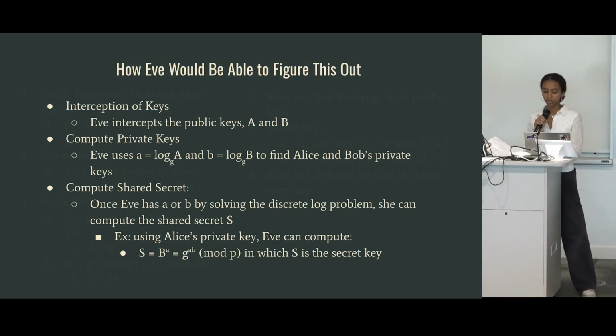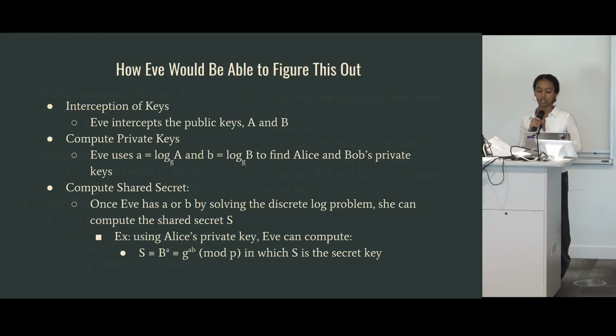The next step would be to compute Alice and Bob's private keys. She would use the log function in the context of the public keys she intercepted to calculate a equals log of A with base G to find Alice's private key, and b equals log of B with base G to find Bob's private key. Once she has obtained either Alice or Bob's private key, she can compute S, the shared secret. So S is equal to B raised to the power of a, which is also equal to G raised to the power of a times b mod P. Once she's figured out the equation, Eve now has the secret key, and that secret key is what Alice and Bob use for secure communication. So now that Eve has it, she can potentially decrypt their messages.